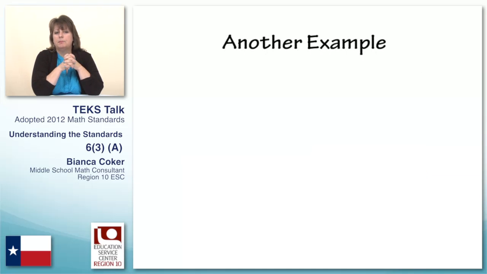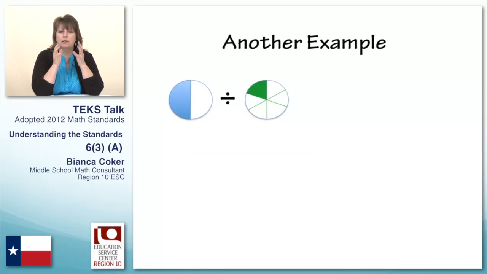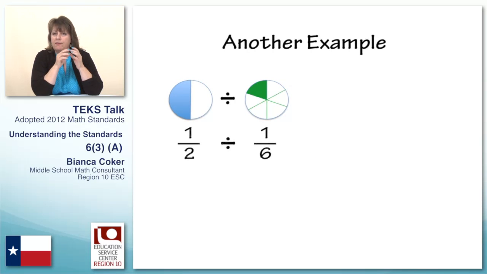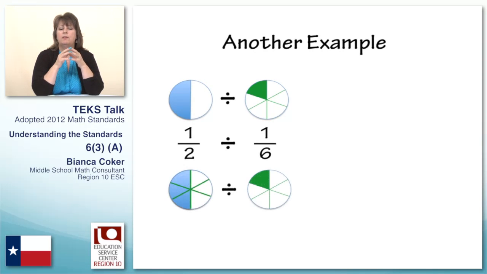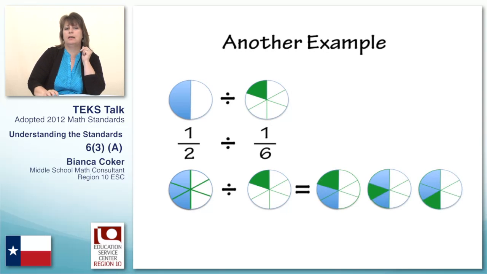In the next example, we see fraction circles, and what we're looking at is another half, but this one's being divided by 1/6. So what we have to do is take our half of a fraction circle and segment it or divide it into sixths and see how many 1/6 there are in 1/2. And of course the answer is 3.